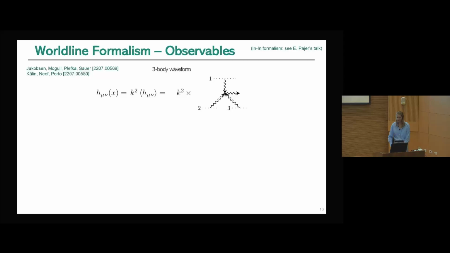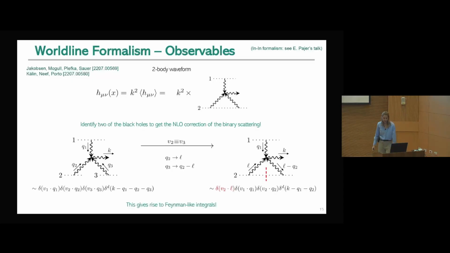Okay, if we actually want the next to leading order correction to a two-body waveform, we only need to identify some of the background fields with each other. So we say now, okay, background field 3 has the same initial conditions as number 2. What this does is it actually turns this into something that looks like a Feynman integral. So this is my favorite diagram.